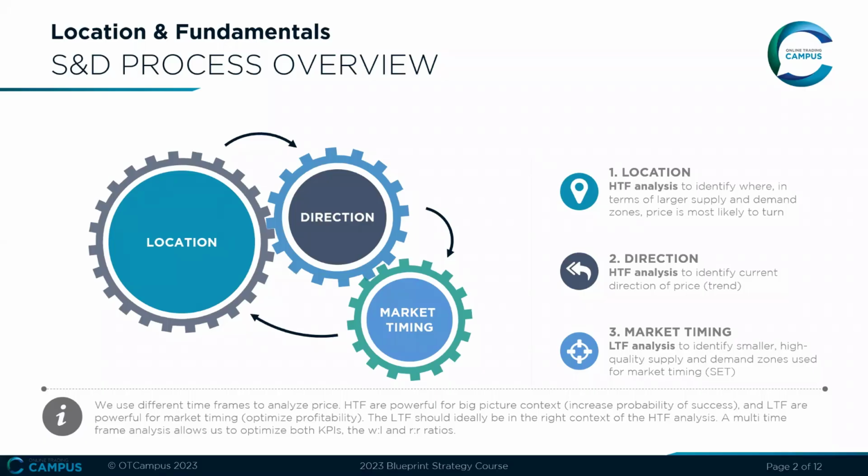So without much further ado, let's talk about the supply and demand process overview. As you can see, this is going to be a 3-step process. Here we're just speaking about technical analysis, the supply and demand process. We are not adding fundamentals in this slide. So just looking at technicals, we're going to perform a 3-step analysis. It all starts with location, then direction, and the 3rd step is what we would call market timing.